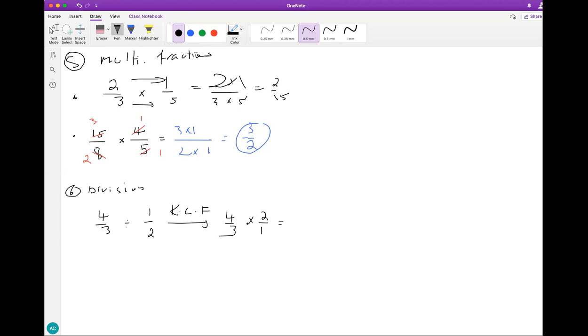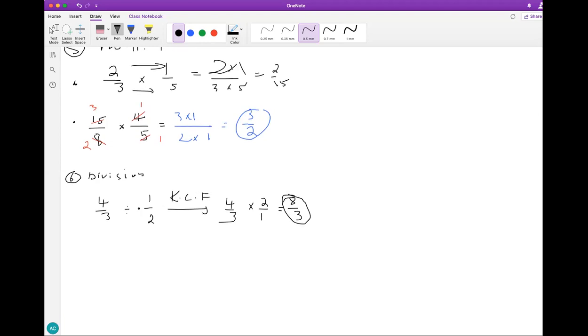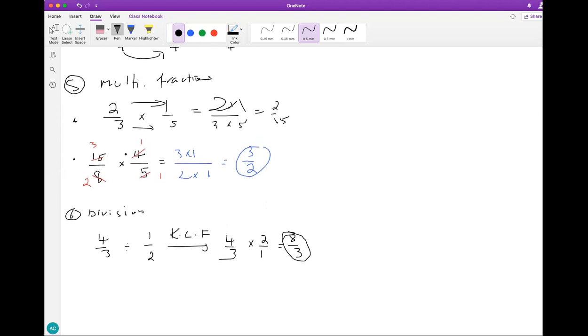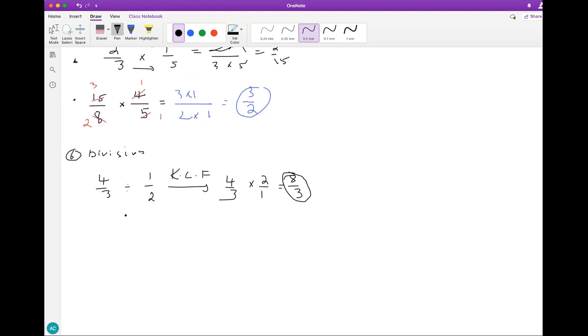Now, once we turn it into a multiplication, we know how to multiply fractions, just multiply straight across. So this will be 8 over 3. But again, always try to reduce first. Nothing goes into these, nothing goes into these, so we just get this at the end. 8/3. So division is quite similar, if you turn it into a multiplication, then you repeat basically the same steps. So that's how division works.